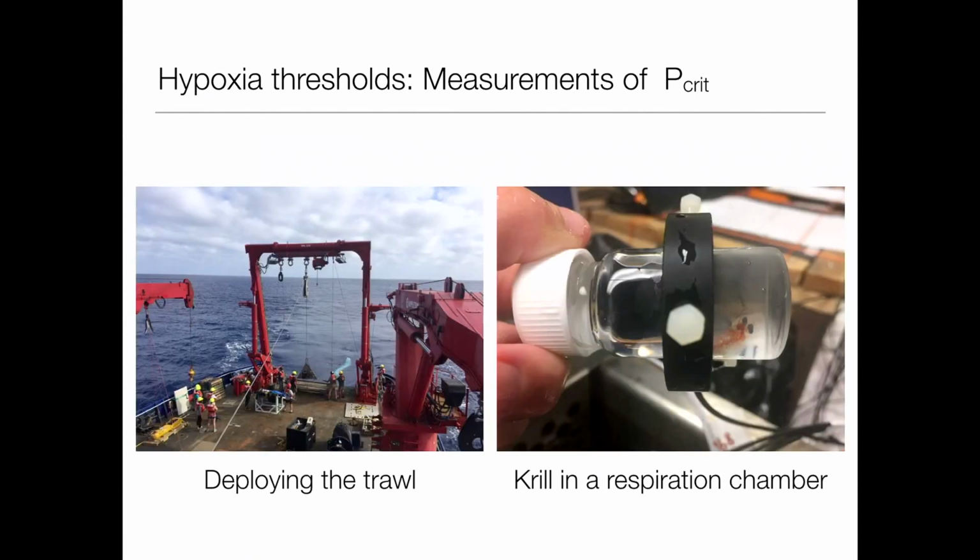At the beginning of this year, I had an opportunity to go on a ship. I was on a ship for a month between mid-January and mid-February. This is the RV Sukuliak, and we were off the coast of Mexico, 200 miles. We were there for an entire month, and what we were doing is collecting animals and making measures of critical oxygen. So this is a krill in one of these respiration chambers.